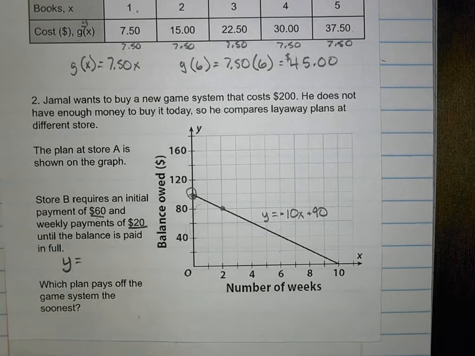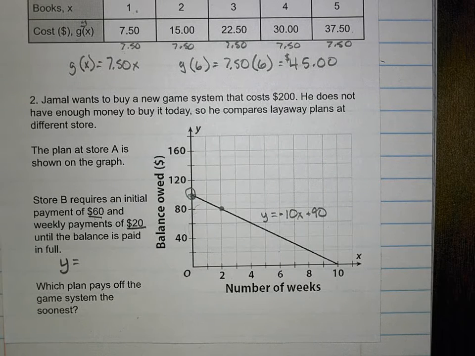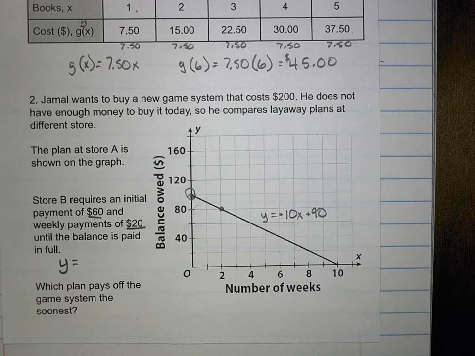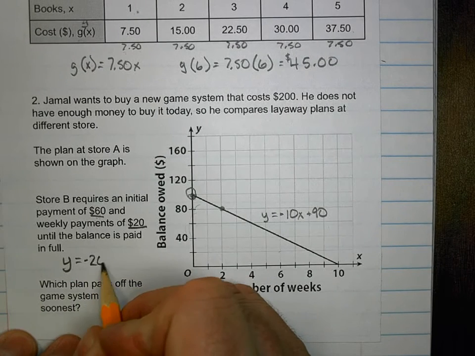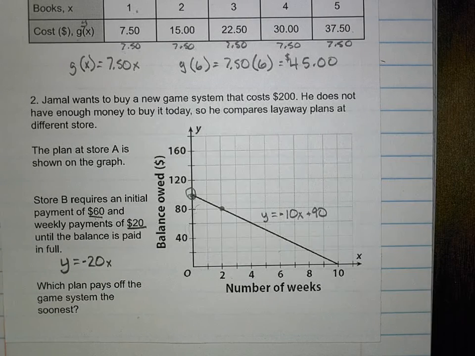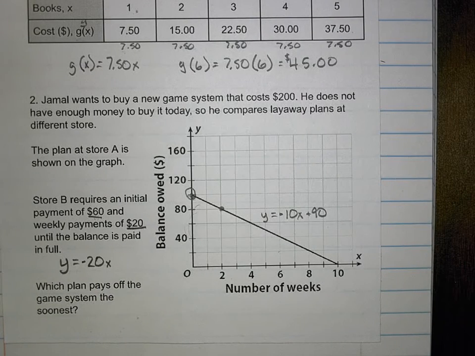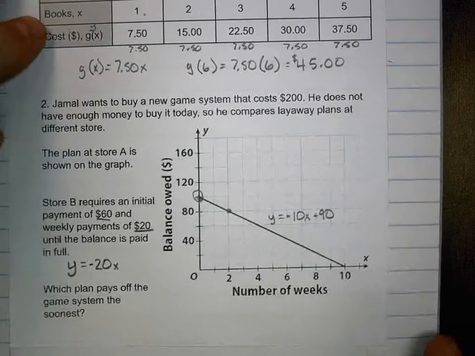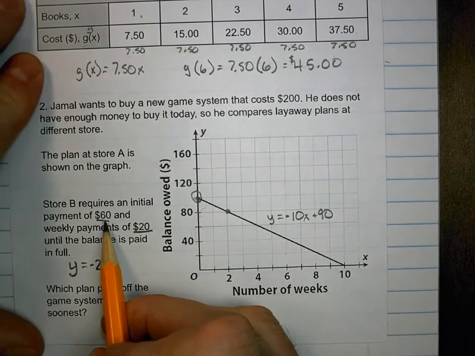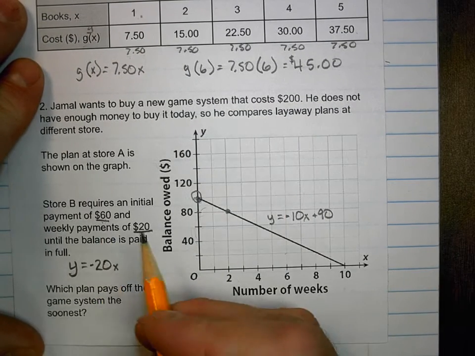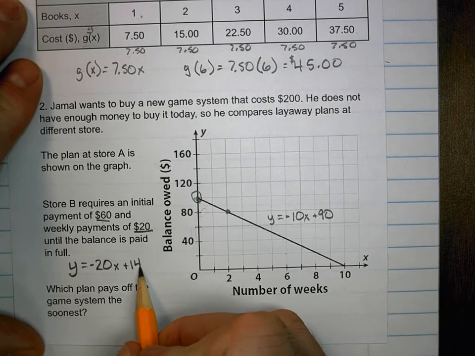Y equals, how much are they paying a month? 20. Am I adding to the amount I owe or taking away from the amount I owe? If I give them, yeah, I'm subtracting. So negative 20x. Now, it's not plus 60. Think about that. How much did the video game system cost? $200, and he paid 60. How much is left? 140. That's his b, right?